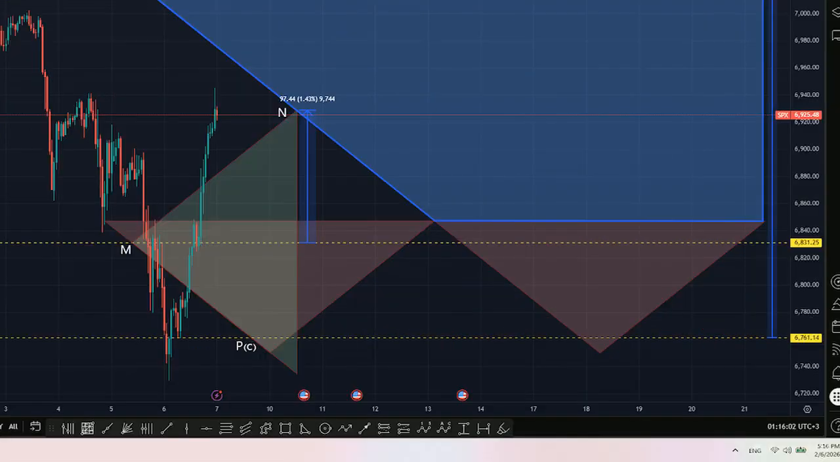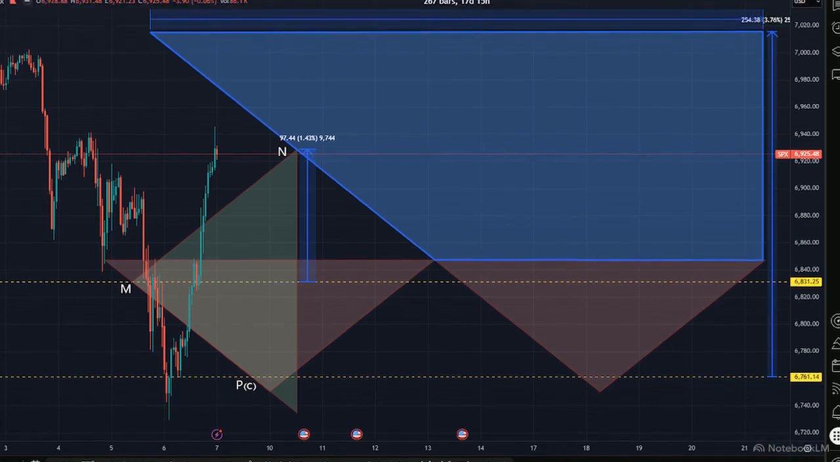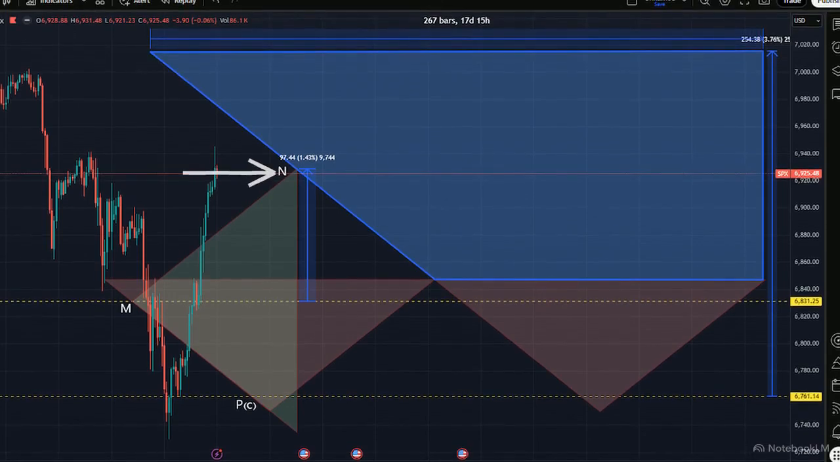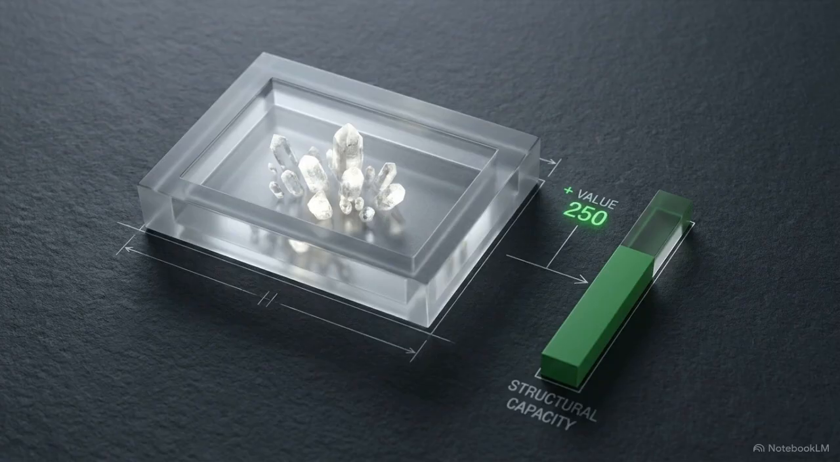Following the Phase 1 entry at M, the price dropped to $6,729.63, activating the secondary PC entry. Upward movement then tracked until the price interacted with the target N level coordinate at $6,928. Reaching level N completed Phase 3 entirely before the expected Phase 2 interaction.